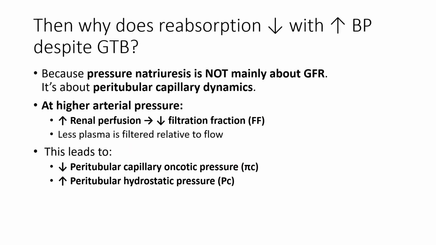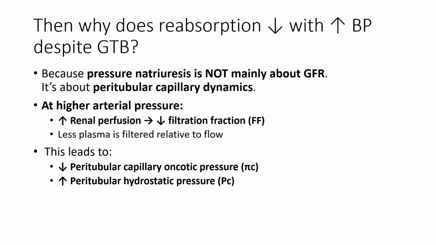So the second point that I was talking about, how come reabsorption decreases with increased BP despite having a glomerulotubular balance, which we discussed earlier. Because pressure natriuresis is not about GFR, it is about the peritubular capillary dynamics. As the arterial pressure increases, the renal perfusion increases, that will decrease the filtration fraction. So less plasma will be filtered relative to the flow. So in the peritubular capillaries now the amount of fluid is relatively more.